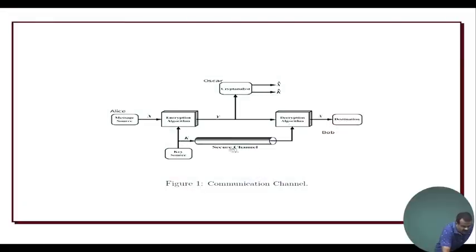Anyway, somehow they have to agree on this common key, this K. This K comes from the key source, and they share it over a secure channel. Either they meet each other, or they trust somebody to send the key. And this Oscar is the bad guy, the third party, the cryptanalyst or hacker, who is ready to break the code. He tries to guess the key, or the plain text, the message Alice sent to Bob. So this is a typical communication channel in cryptography.